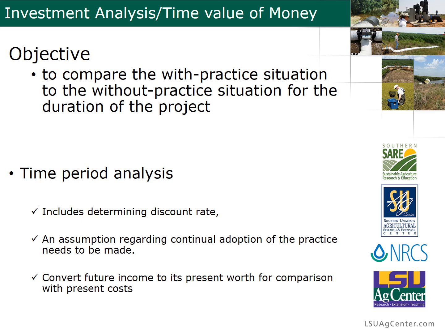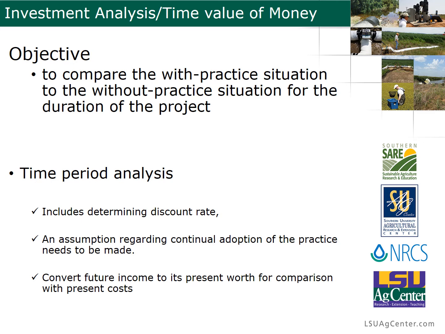And the reason I say here that I can also refer to this as time value of money. So what does this time period analysis involve? There are three key steps, I would say. One, it would involve determining a discount rate. I will talk about the discount rate in my next slide in detail. And the analysis would also involve making an assumption regarding the practice. So for example, if one would purchase a surge valve and wanted to use that surge valve in his or her production enterprise, there is an assumption that one needs to make regarding the number of years that surge valve would be used on that farm.